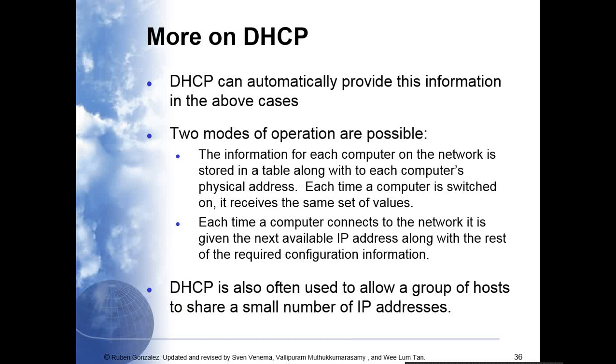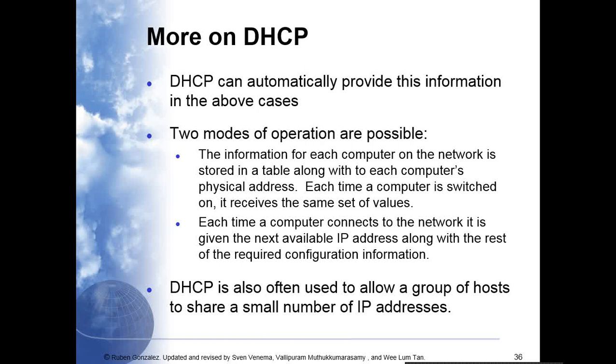There's two modes of operation. Information for each computer on the network is stored in a table along with each computer's physical address. And every time a computer is switched on, it receives the same set of values. Do you think this is what happens with the Griffith Wi-Fi network? That you always have the same IP address? No. Why not? Because they don't know who's coming. Does that make sense too?